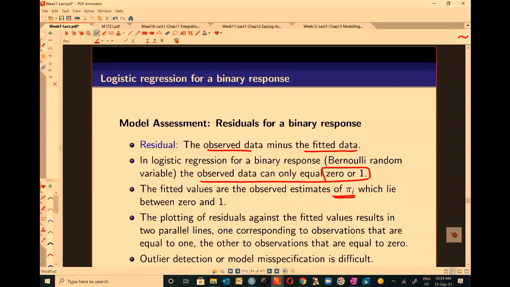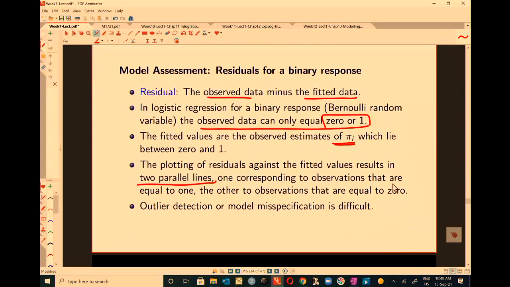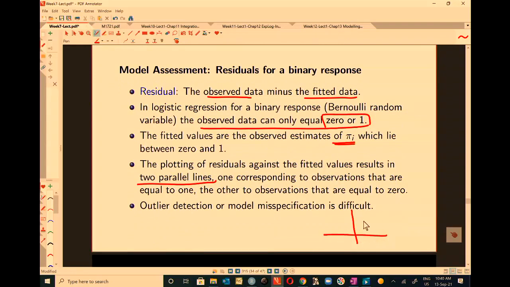If we take a look at the residuals from there, what you're going to get is two parallel lines. Essentially, they look like this. So when my observed value is actually 0, and my fitted value is actually 1, my fitted value or the estimate of probability can be 1, then my observed minus expected is going to be 0 minus 1, negative 1, which will be the other way.